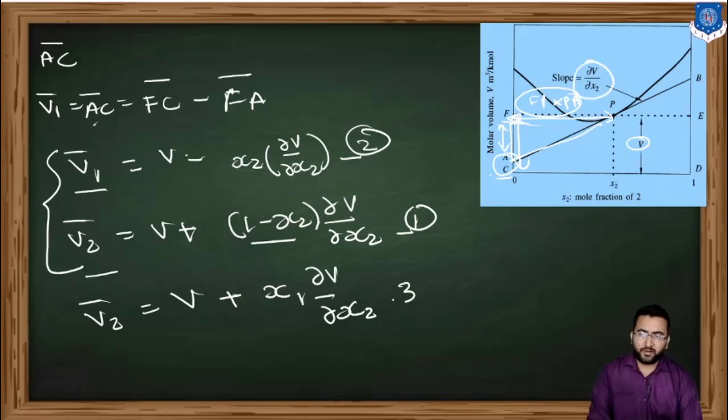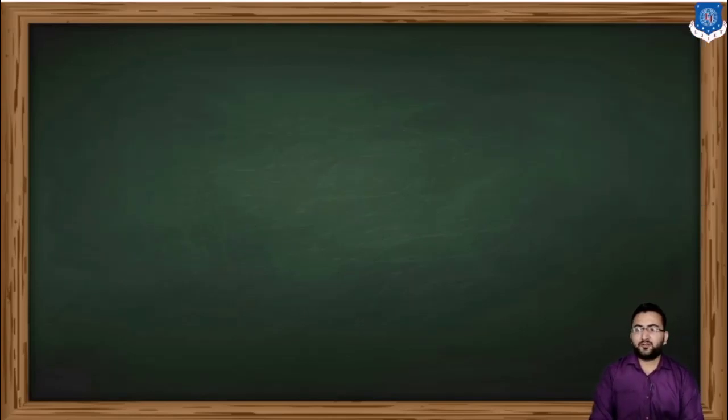So this becomes our equation number 3. So now let's prove equation number 2 and equation number 3 analytically. Equation number 2 and equation number 3 were found using the graphical method. Now if we want to find out whether this method is true or not, then we have to prove both equations using analytical values. So let's prove it.